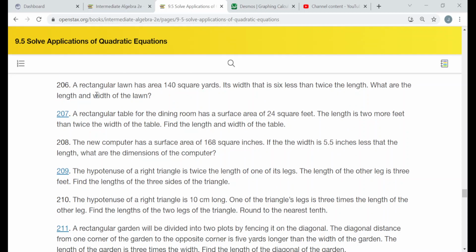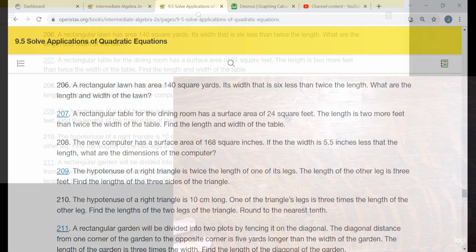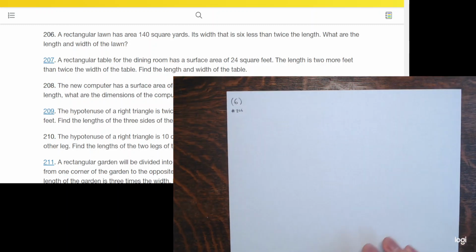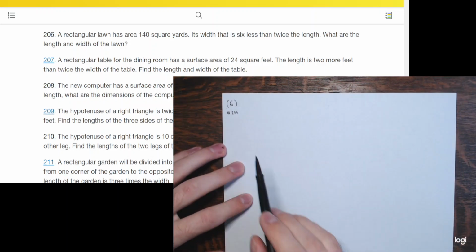So now we're on a rectangle. We had triangles the last couple problems. Now we're dealing with a rectangle. A rectangular lawn has an area of 140 square yards. Its width is 6 less than twice the length. What are the length and width of the lawn? So again, keep the problem up there, and you pull out a piece of paper. This is exercise 206, example 6.